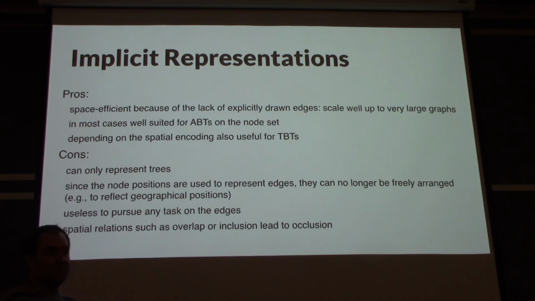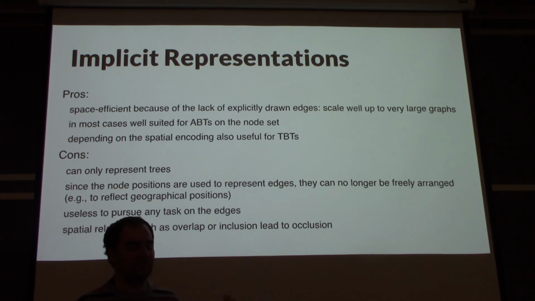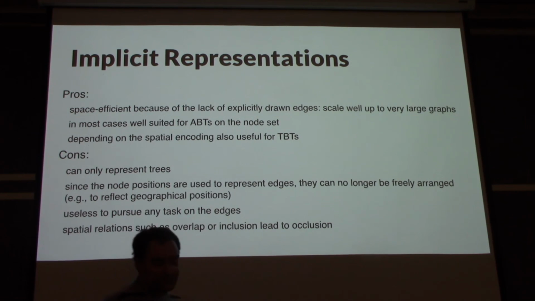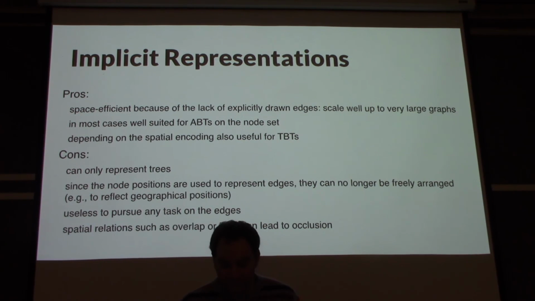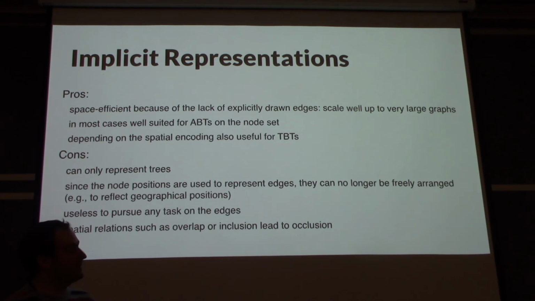It's useless for anything that is related to edges, because the edges are not shown, they're implicit, that's why they're called implicit representations. So if you have edge attributes, you can't use it. And then spatial relationships, such as overlap or occlusion, can lead to occlusions, especially in the tree map case.